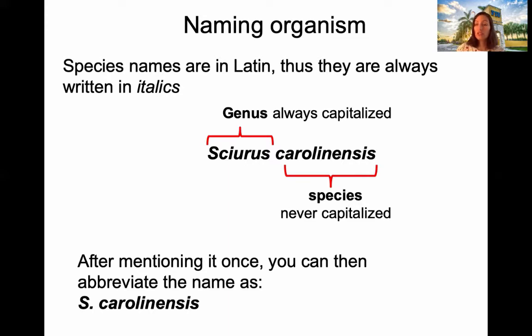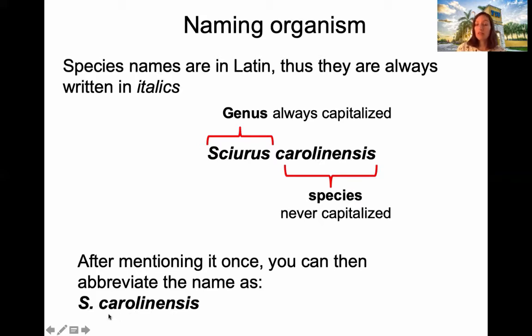When you mention the species the first time, you spell out the genus and the species. But if you're bringing it up again after that, you can abbreviate the genus. So you just use the first letter of the genus followed by a dot, and then the species name.